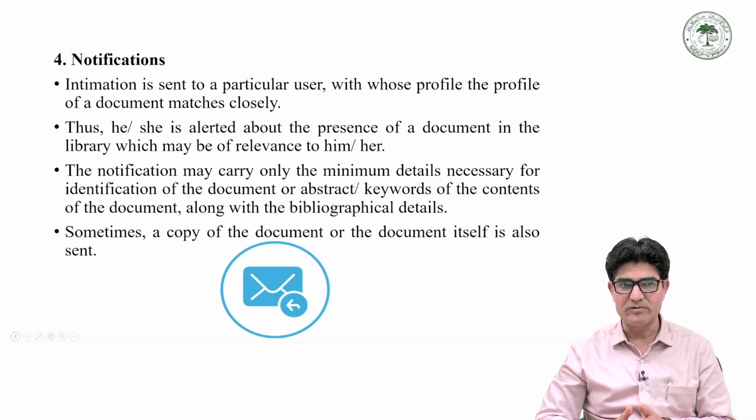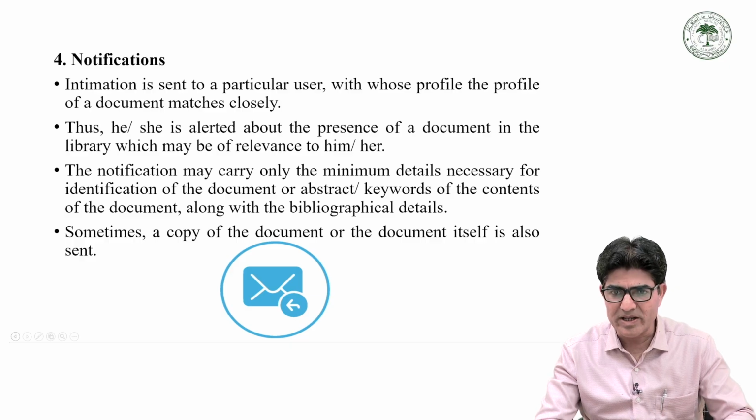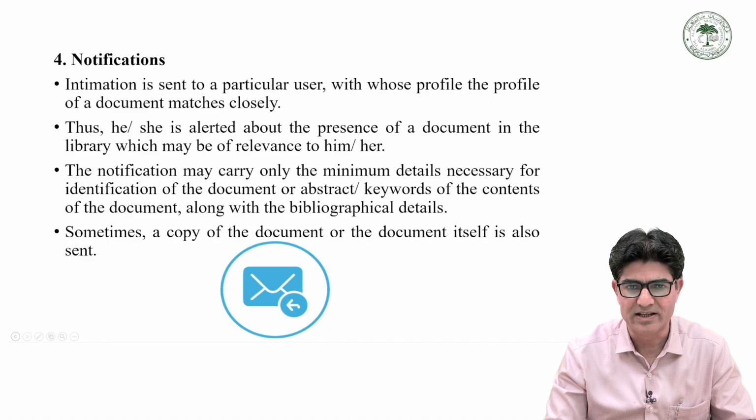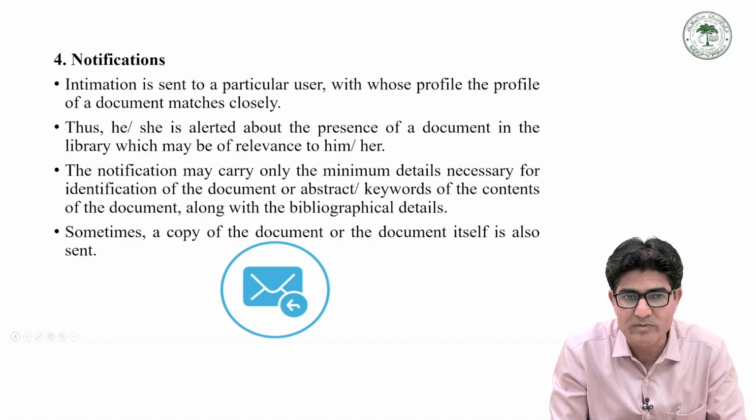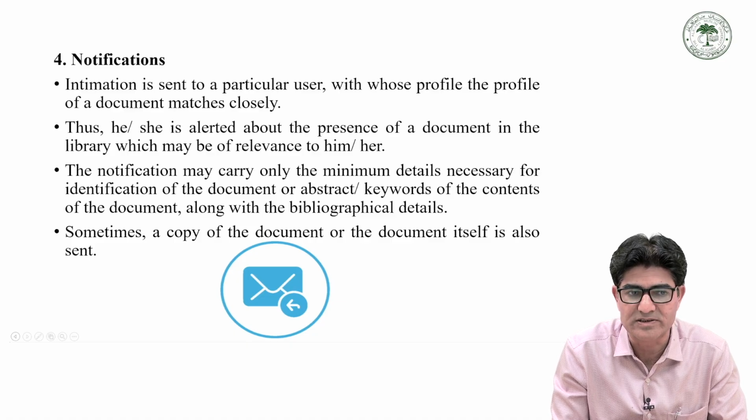Now, after the matching of the user profile with the document profile, the relevant results which are identified can be intimated to the users. The intimation is sent to the particular user whose profile the document profile matches closely. Thus, the user is alerted about the presence of a document in the library which may be of relevance to him. The notification may carry only the minimum detail, that is the bibliographic detail. But if the complete document is required, the user can send a request to the librarian and the complete document may be provided to the user.